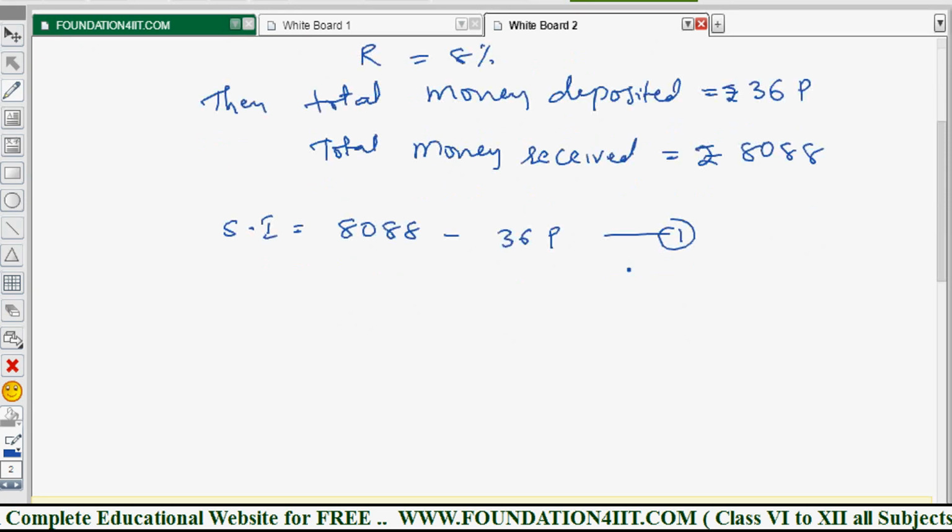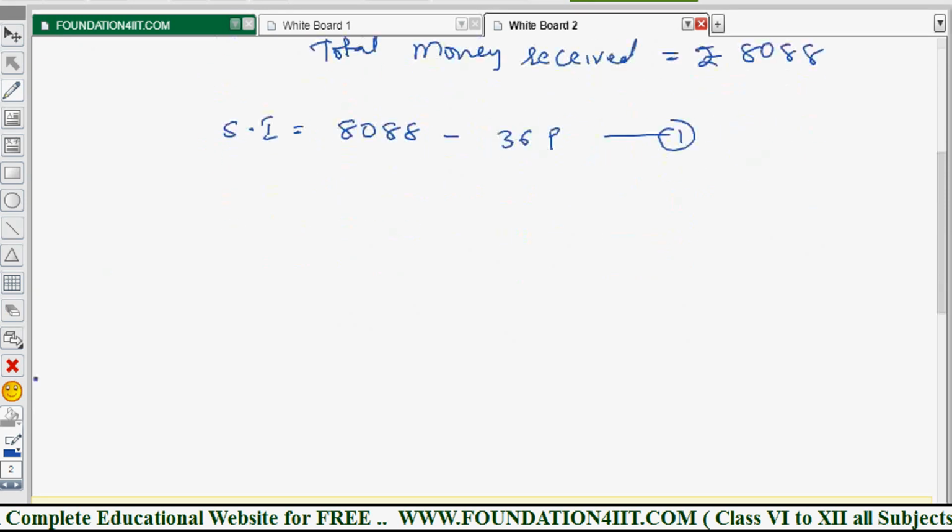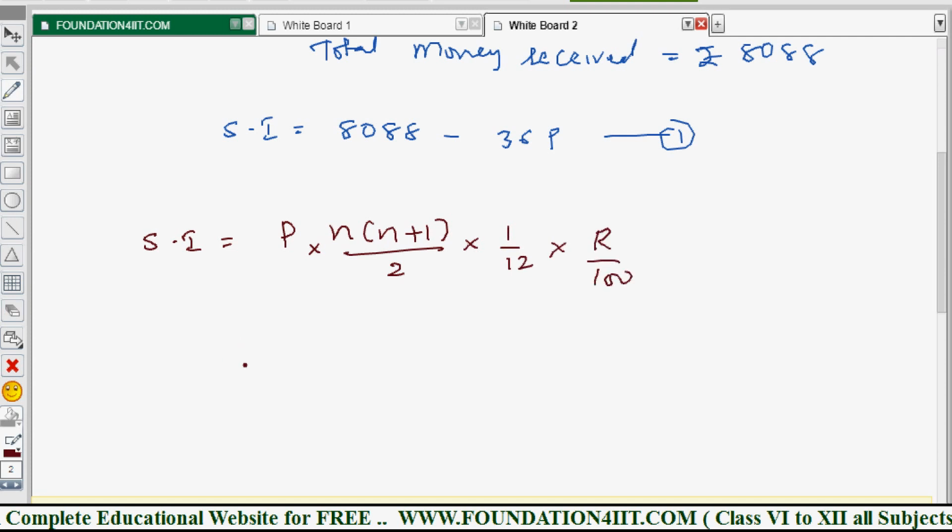Now you can use the simple interest formula. The simple interest in a recurring deposit is P into n into (n plus 1) divided by 2, into 1 by 12, into r by 100. We will substitute the values given here.